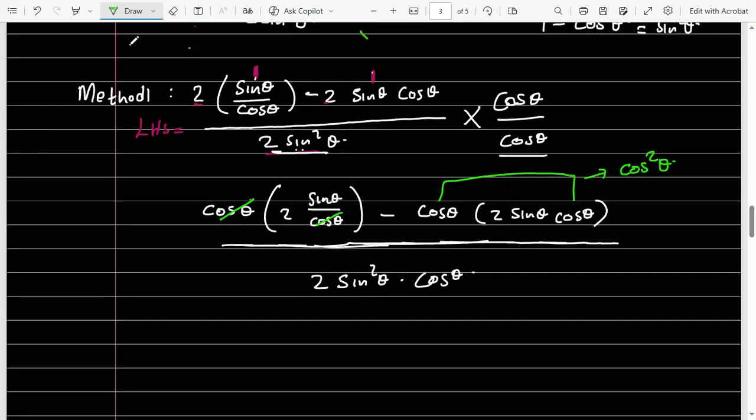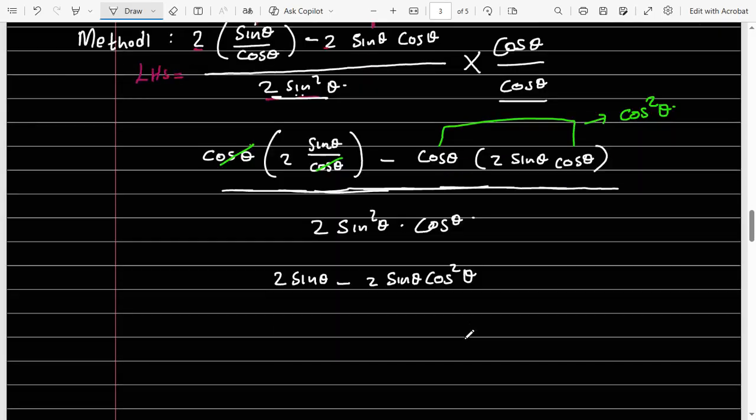Let's rewrite what we have now. So I'm left with 2 sine theta on top, minus 2 sine theta cos squared theta. Okay. Then on the bottom we still have 2 sine squared theta times cos theta.